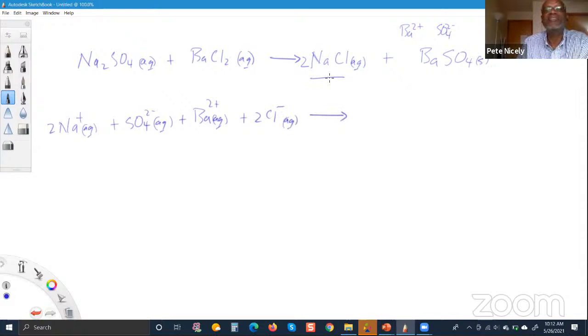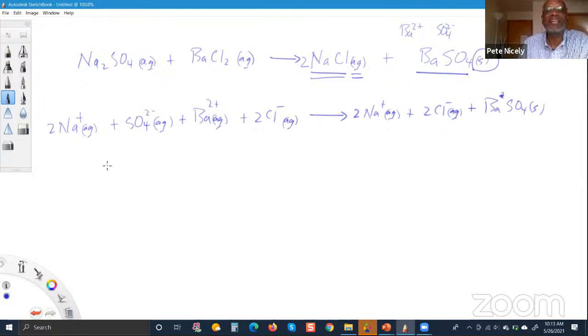And then on the product side, we have the sodium chloride, which is also in an aqueous state. So that would be 2Na+ aqueous plus 2Cl- aqueous. And then finally, we have the barium sulfate. It's in a solid state, so that means that it does not dissociate. So you're going to end up with BaSO4 solid, all right?